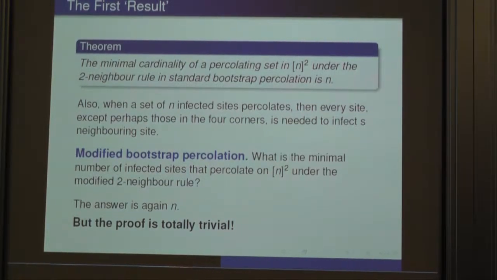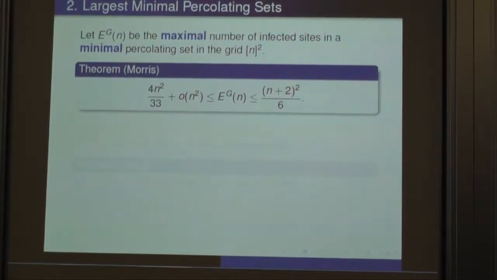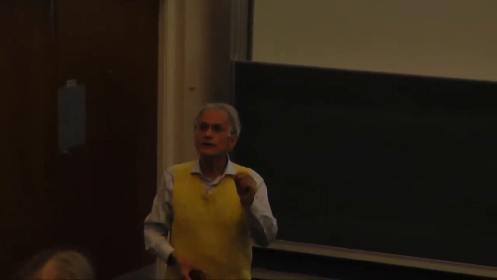Everyone who is not asleep can tell me why it's trivial. Come on, please. So in modified, when will a site be infected? If one of the sites above it and below it is infected, and one of the sites to the left and to the right is infected, and one of the sites in front, I'm sorry, we are two-dimensional, that's it. Okay, so what happens if you have an empty row? If all sites in a row are healthy, they will never be infected because they would need at least one infection there. So that's a non-starter.